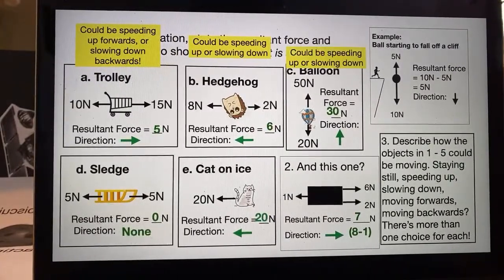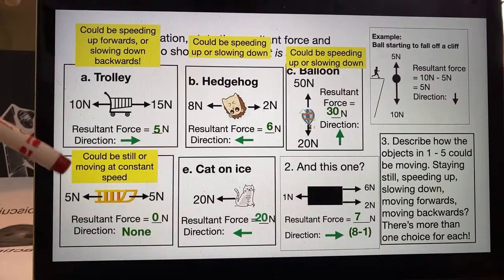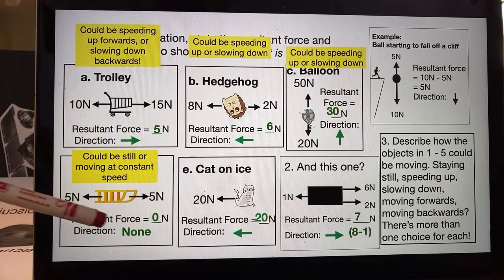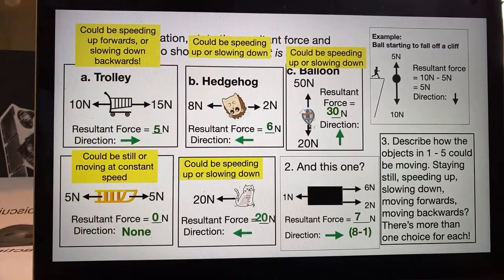So trolley could be speeding up forwards or backwards. Hedgehog could be speeding up or slowing down, as could the balloon. The sledge, hopefully you got, it could be still or it could be moving at a constant speed. Be careful, it has to be moving at a constant speed or still. It's not accelerating because the forces on it are balanced. No resultant force. Cat on ice could be speeding up or slowing down, and that's as far as I went.